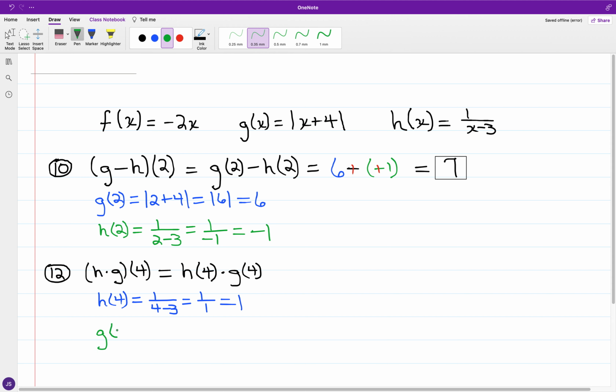And in the case of g of 4, again we have an absolute value function, and with x at 4, we have the absolute value of 4 plus 4. 4 plus 4 is 8, and its absolute value is 8. And so for the product function, h times g of 4, that's going to be equal to 1 times 8, and again, that is going to be 8.